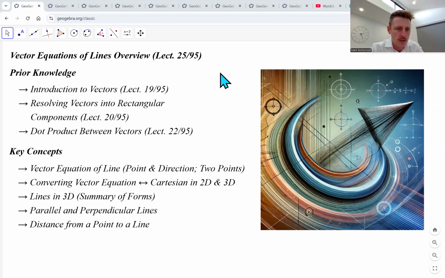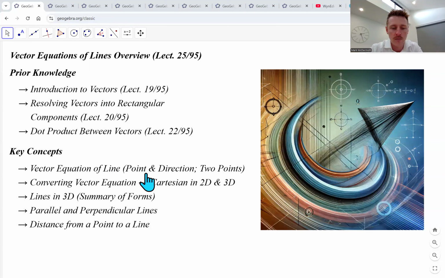Some prior knowledge: introduction to vectors, which was lecture 19; resolving vectors into their rectangular components, which we spoke about in lecture 20; and then the dot product between vectors, which was lecture 22. So you're going to need to know those ideas in order for vector equations to make sense. And then the key concepts we'll cover in this are vector equation of lines.